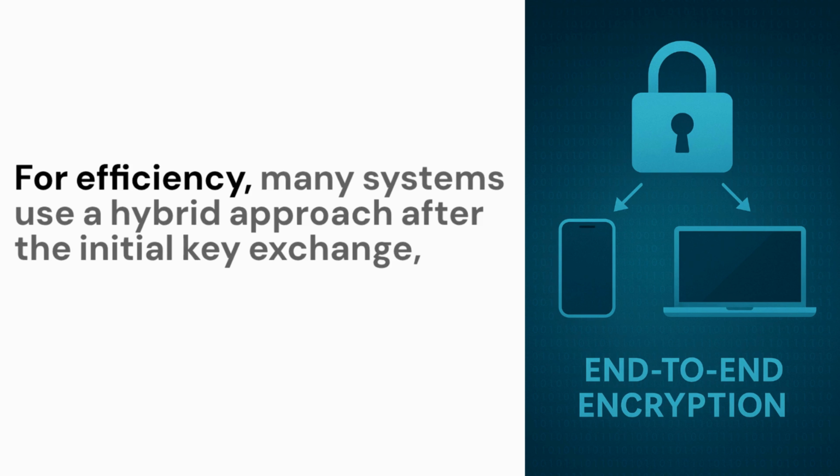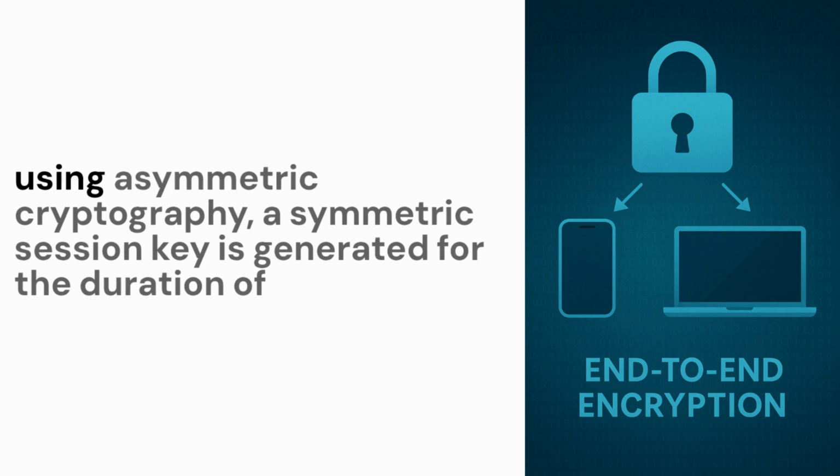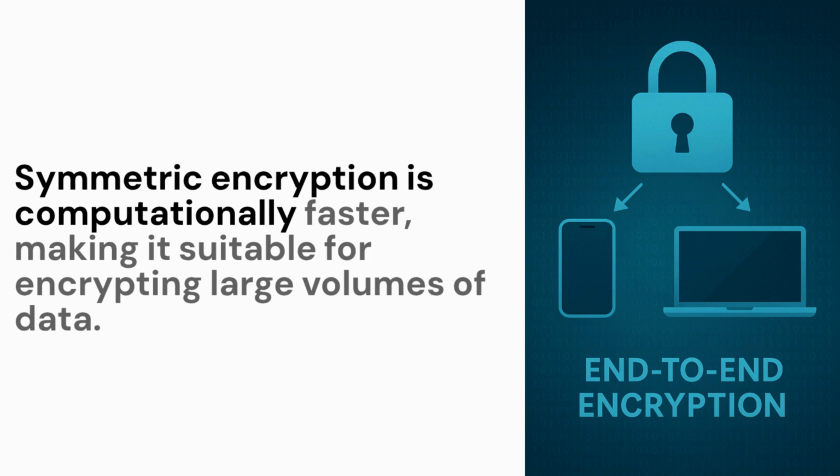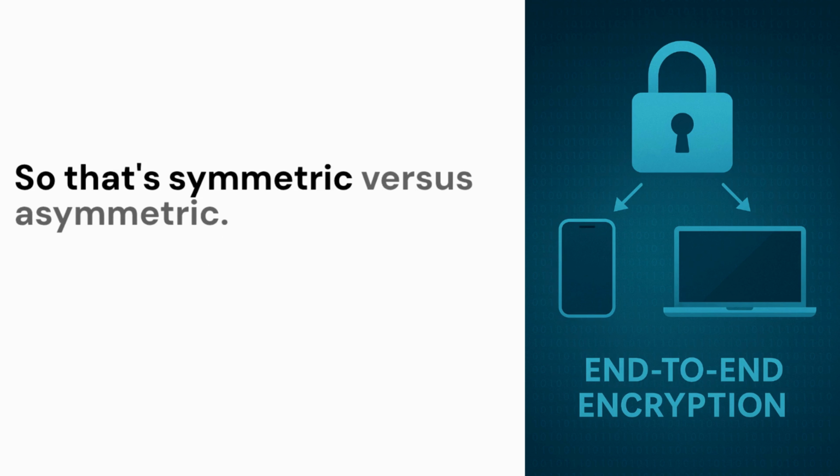For efficiency, many systems use a hybrid approach. After the initial key exchange, using asymmetric cryptography, a symmetric session key is generated for the duration of a session. Symmetric encryption is computationally faster, making it suitable for encrypting large volumes of data. So that's symmetric versus asymmetric.